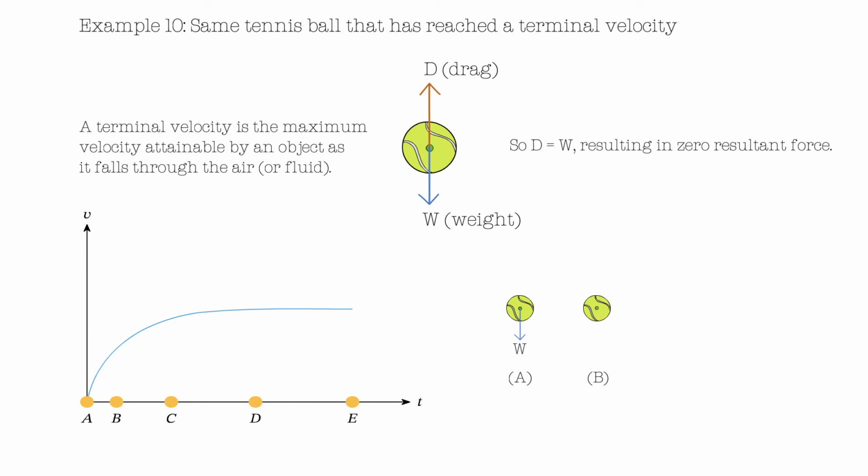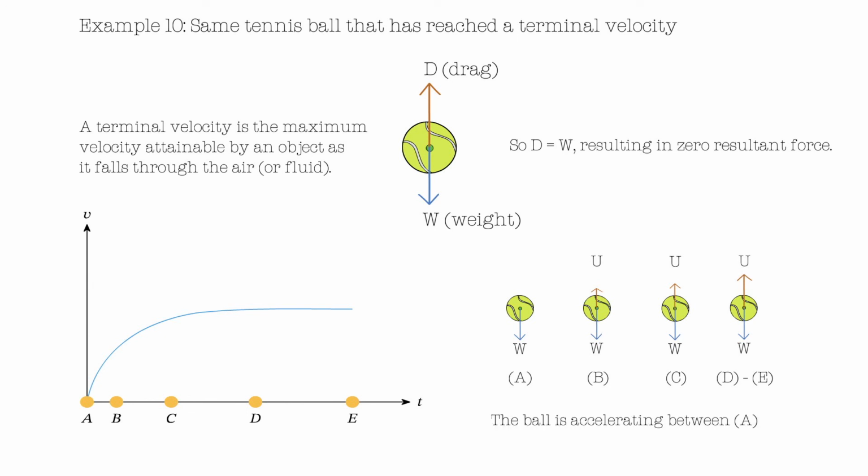At point B, we start to see the opposing drag force. At point C, the drag force increases and keeps increasing until points D to E, where the ball reaches a terminal velocity, and the opposing forces are in equilibrium. The ball is accelerating between points A and C, meaning that the gradient of the graph is non-zero.